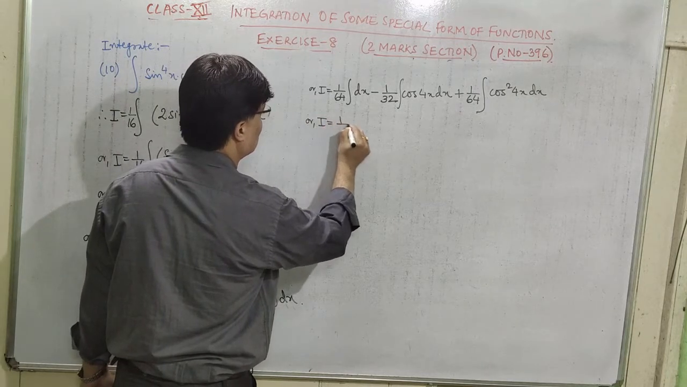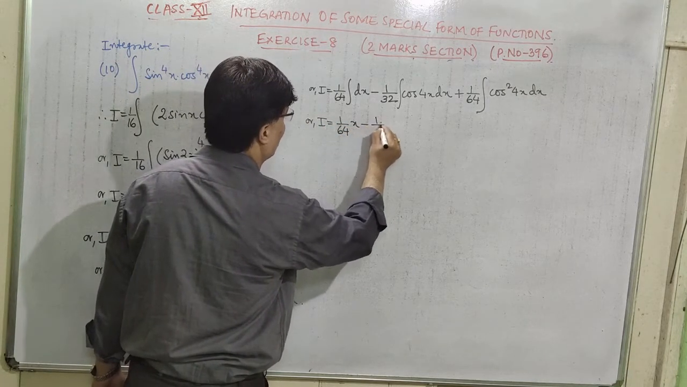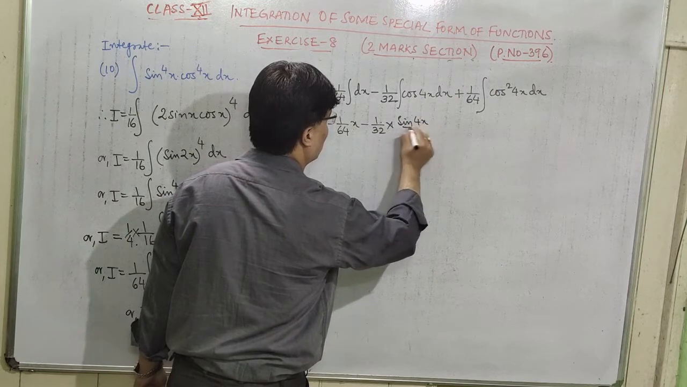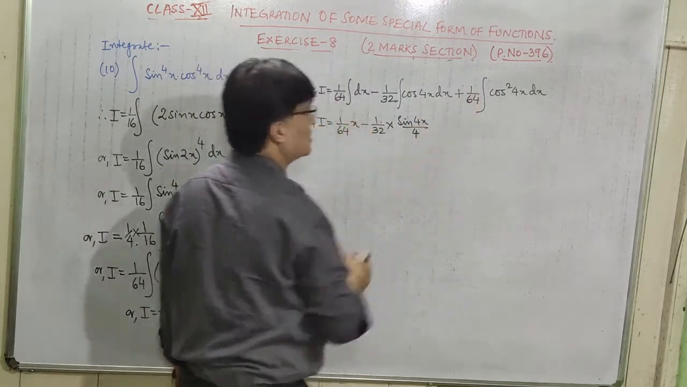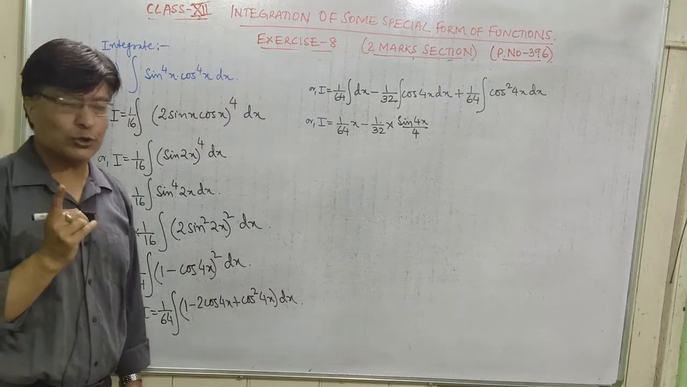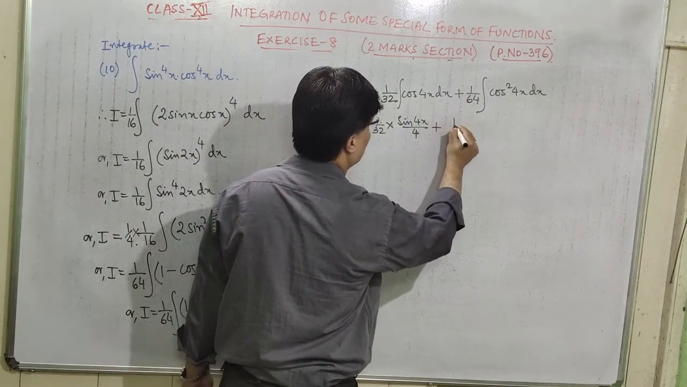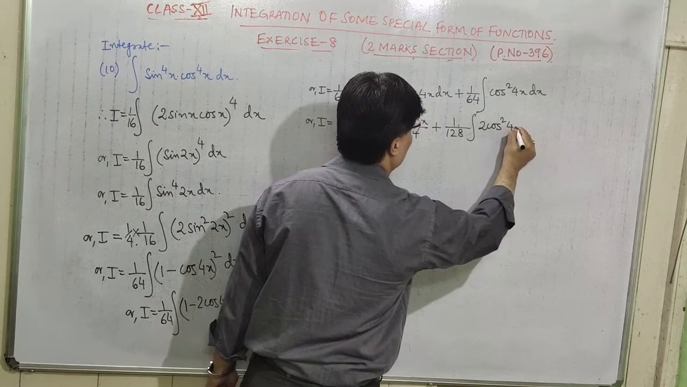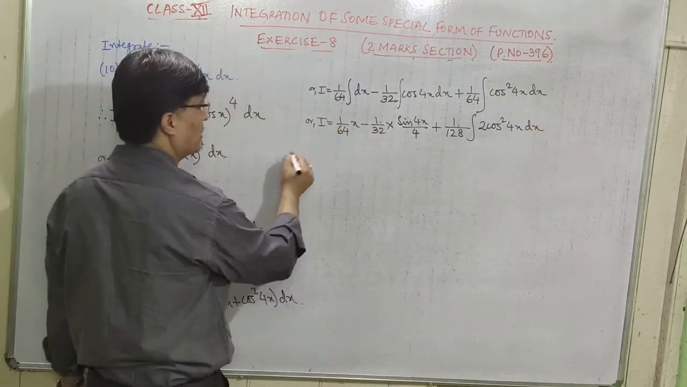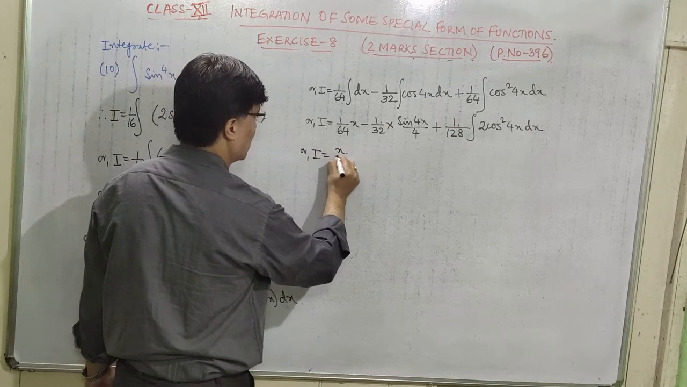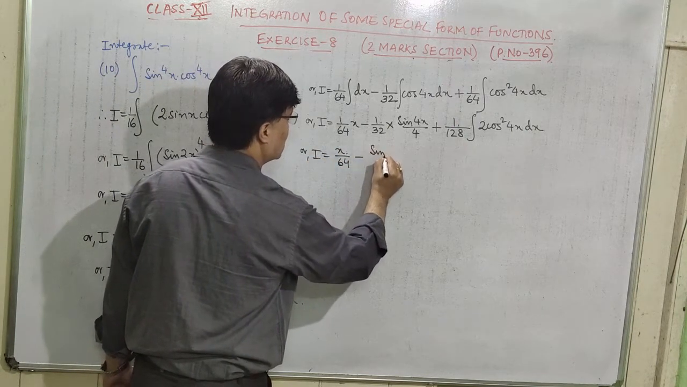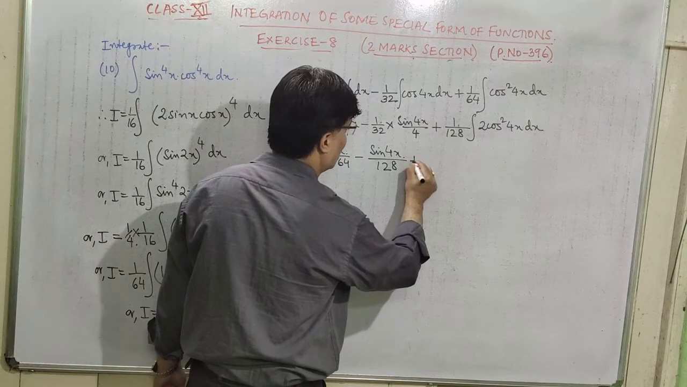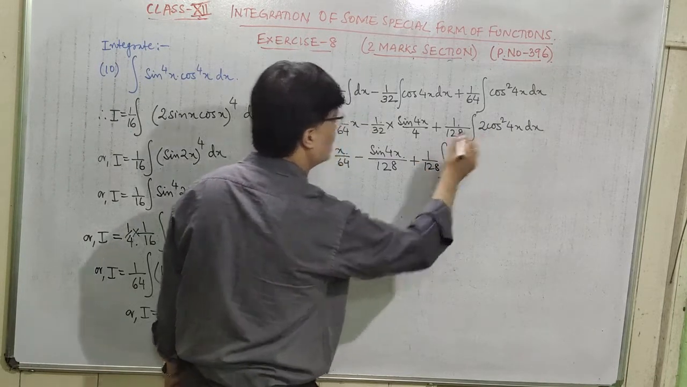Or I is equal to 1 by 64 into x minus 1 by 32 into, what is integration of cos 4x? That is sine 4x divided by 4. Now in this case, since there is cos square, you should multiply and divide by 2. Plus, this is 1 by 2 4s are 8, 6 2s are 12. Integration of this will be 2 cos square 4x dx. Right? So, or I is equal to x by 64 minus sine 4x by 4 2s are 8, 4 3s are 12, 128 plus 128 integration of, what is the formula here?